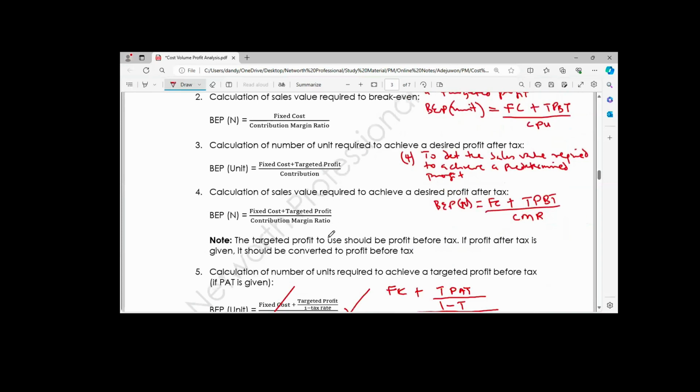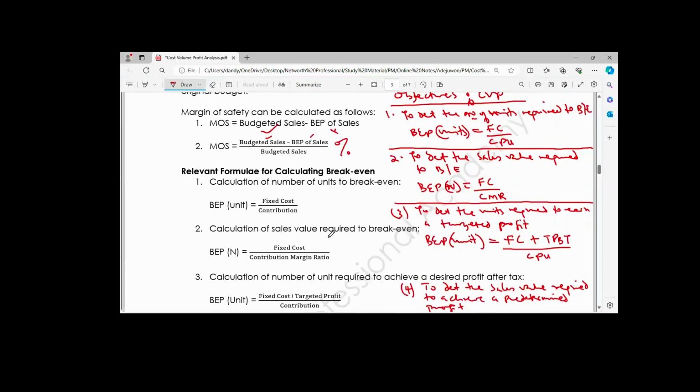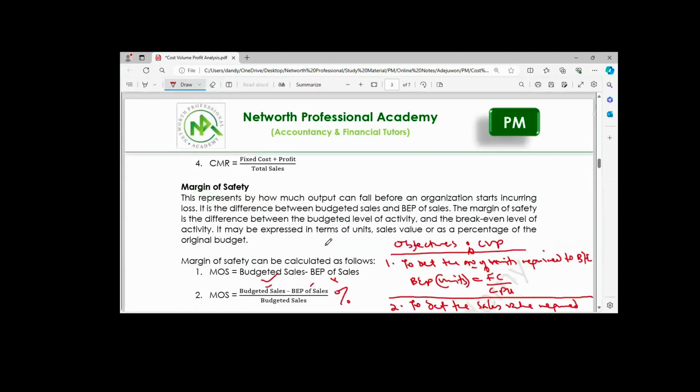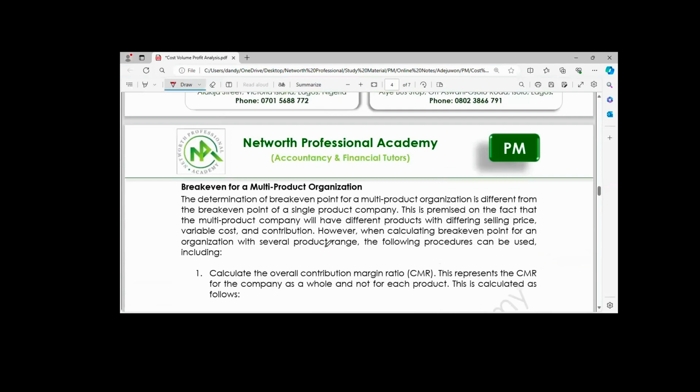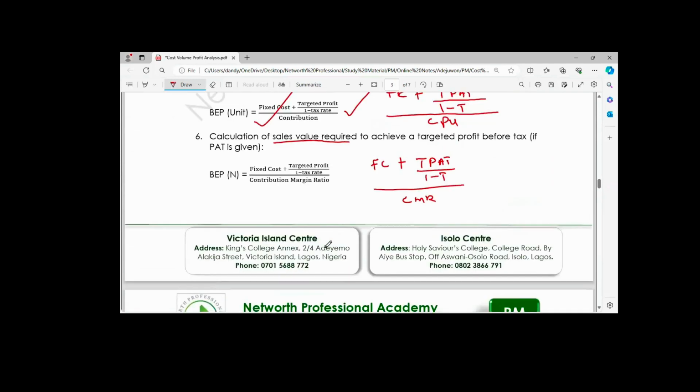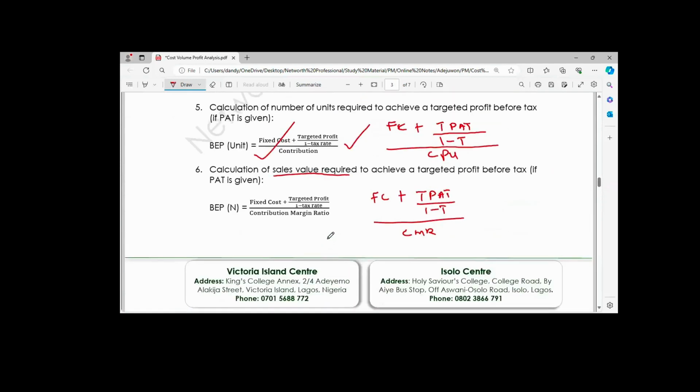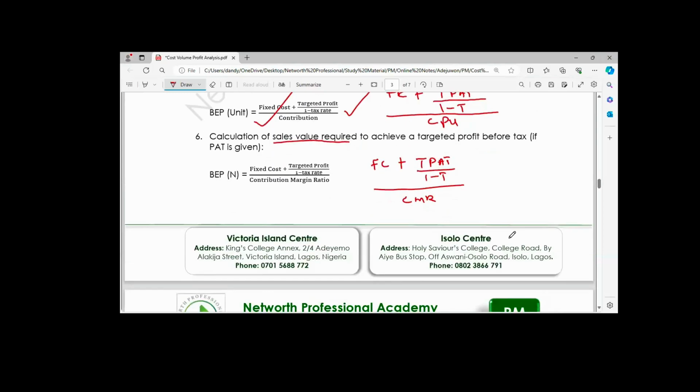So at this point, let's move to multi-product break-even. At least we should be able to solve one illustration under this today. Then in our next class we'll complete it. Now let's talk about multi-product break-even.